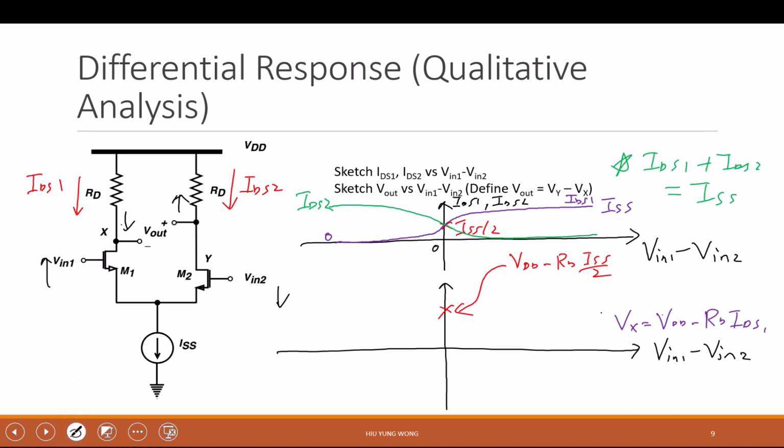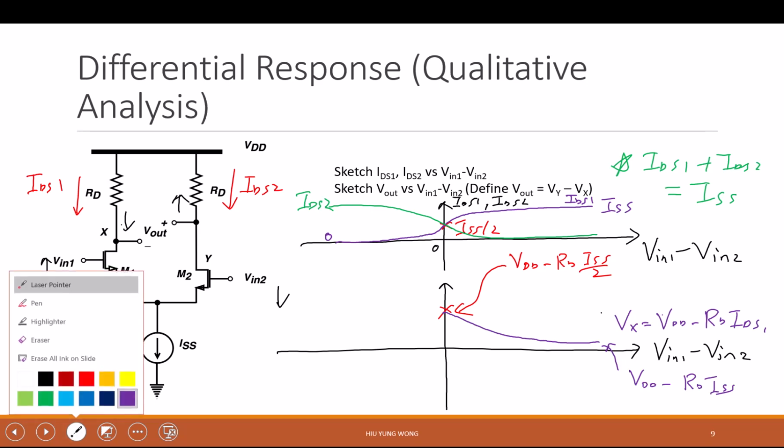Now, when the ID1 increases to the right, when Vin1 minus Vin2 is positive, what happens to the Vx? Should it increase or decrease? When IDS1 increases, it should decrease, right? I expect something like this, right? And in this particular case, what is this value? This is VDD minus RD ISS, because at this moment this branch has ISS, right? So this is VDD minus RD ISS. Is that okay?